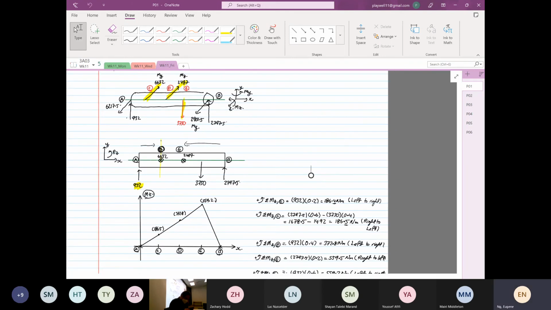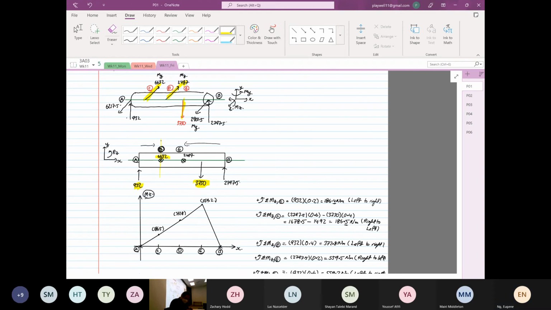So in terms of Vy, the maximum, I'm sorry, Vz. Okay, Vz is going to the page. The maximum value was 6632. And in terms of Vy, the maximum value is 3730. Okay, so we got that. So we got our Vy and we got our Vz.